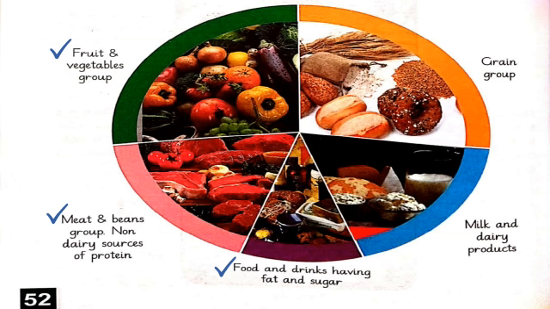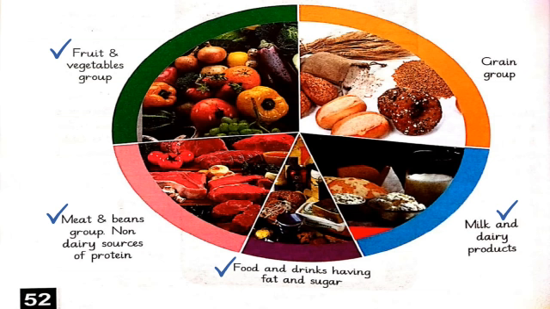In our next group, we have milk and dairy products. Dairy products are not only rich in proteins but also in unsaturated fatty acids. They are rich in calcium required for health of bones and teeth.